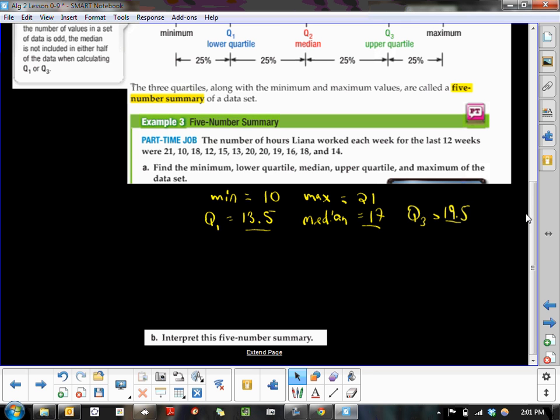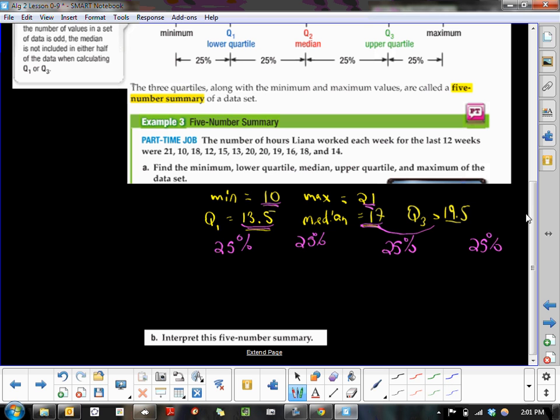So interpret this 5-number summary. Well, we know that our high and low scores, that's pretty obvious, high and low. We also know that 25% of the data fits into 13.5 hours or below. That 17 hours represents anywhere from 17 down to 13.5. 25% of her data is within that range of hours that she worked. There's another 25% of the time she works somewhere between 17 and 19.5 hours. And then for the final 25%, she worked more than 19.5 hours. So that's interpreting this summary data. We know about what percent of the time she worked this number of hours.